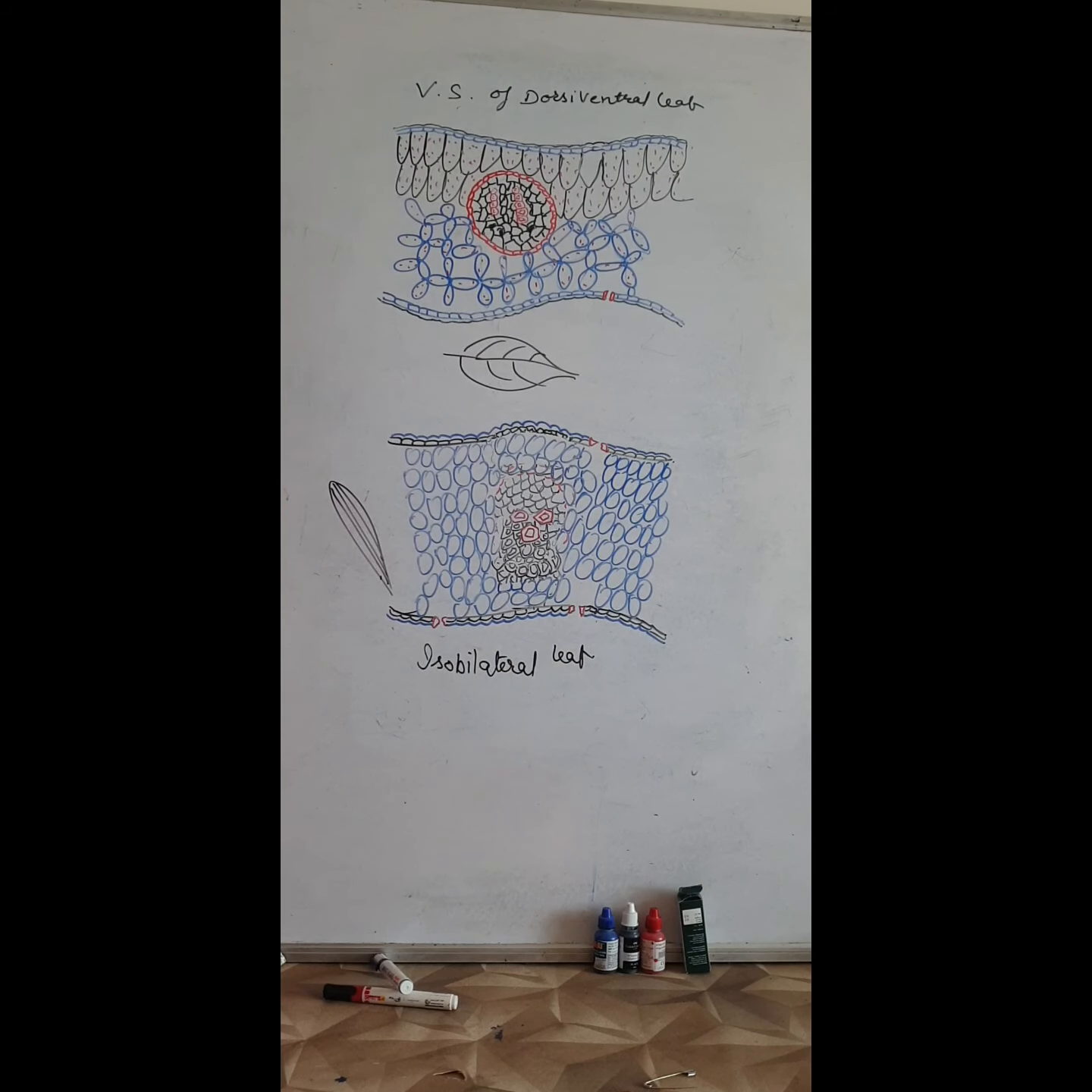The dorsiventral leaf, this is the lamina of the leaf. The outer structure of the dorsiventral leaf is like this. It has a network-like venation, right? This is the parallel venation and this one the reticulate venation.